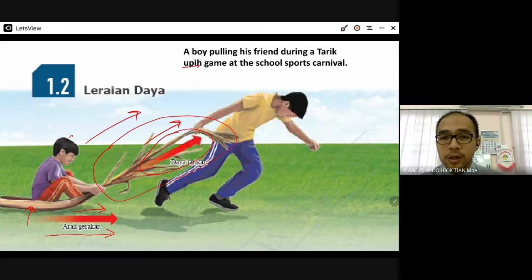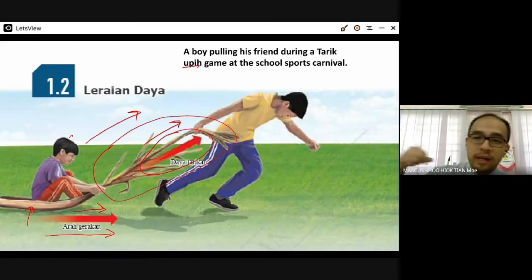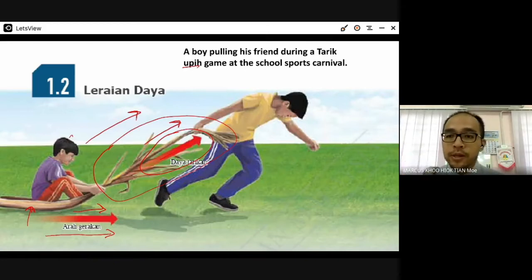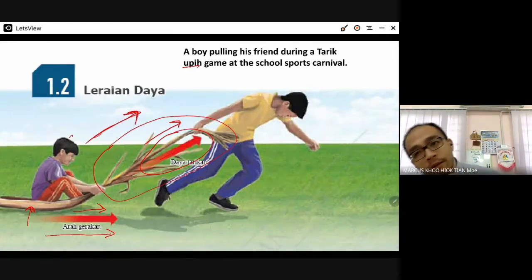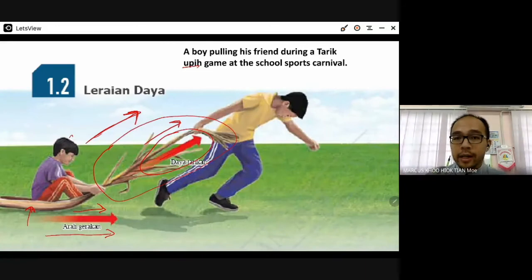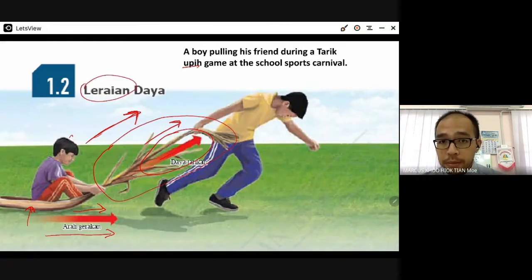So in normal life, when we do this, we don't think about it. We know we pull, and then the boy will move. But physics is all about this. We're trying to make sense of how come if the pull is this way, why is the boy not moving the same way? Why is the boy moving forward? And that is answered by the resolution of forces, and this is what we're going to explore today.